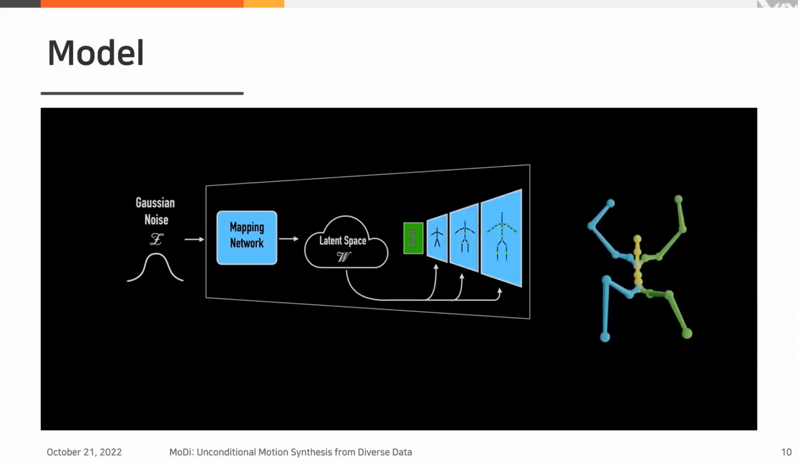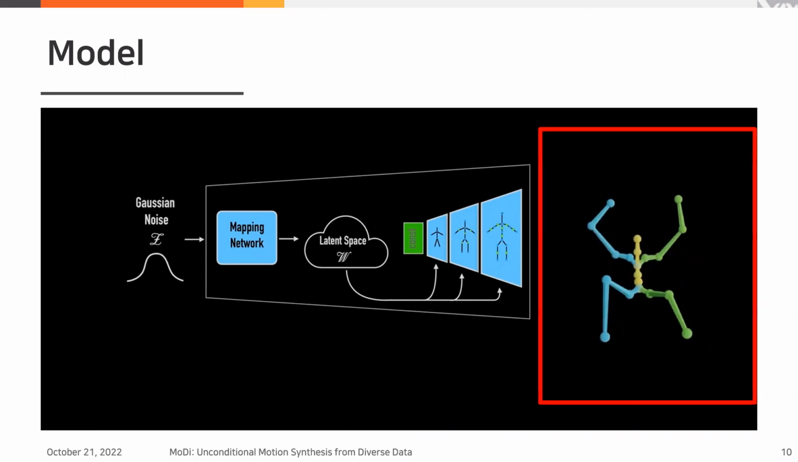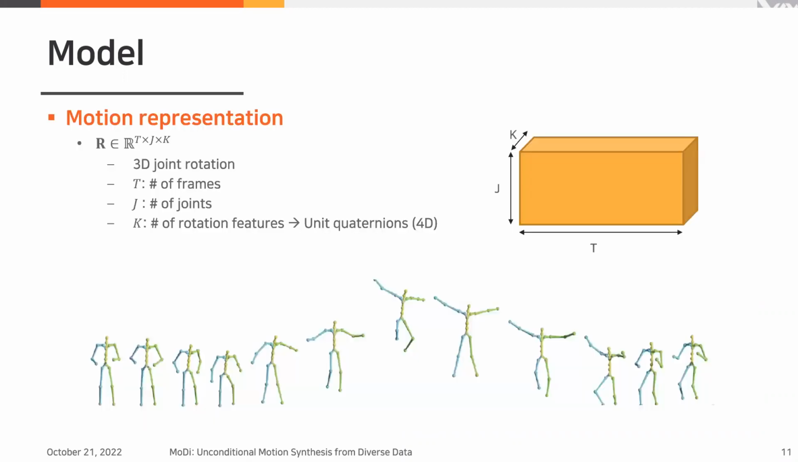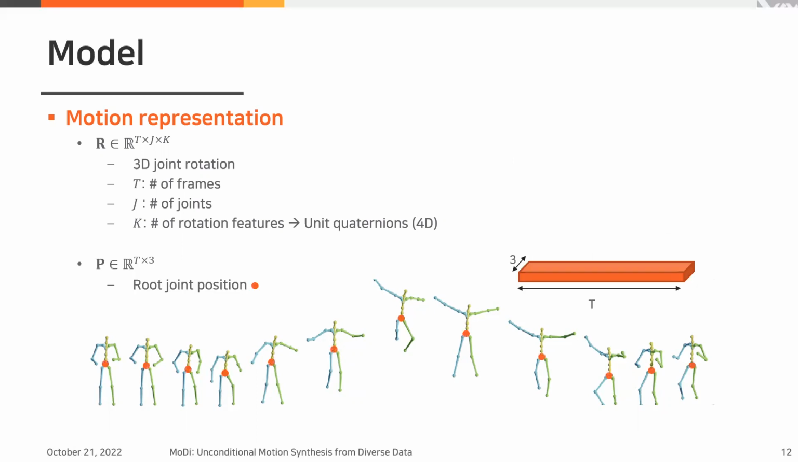Before the detailed model structure, let's see how the motion is represented. The motion is represented by temporally coherent 3D joint rotations, where P is the number of frames, J is the number of joints, and K is the number of rotation features. And for the final motion outputs, they use unit quaternions.